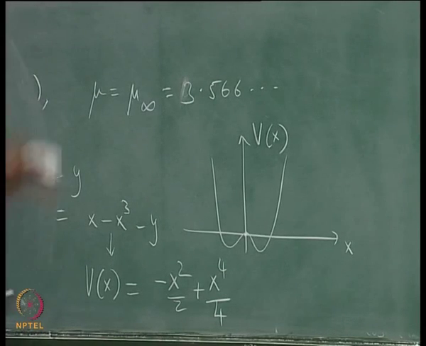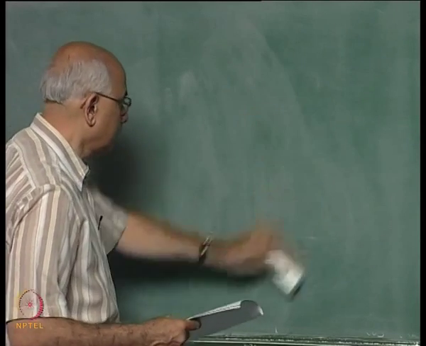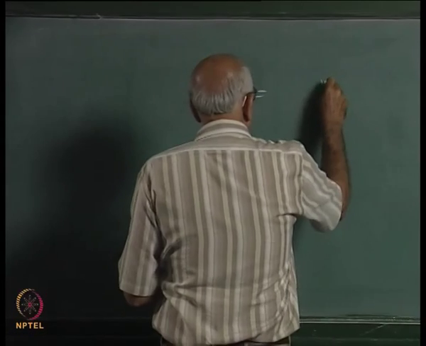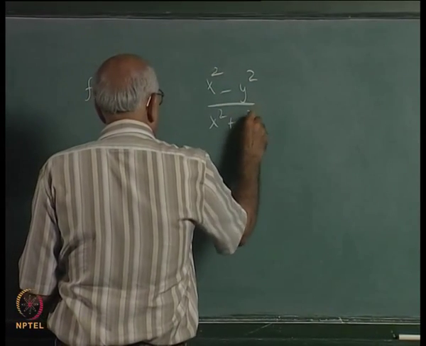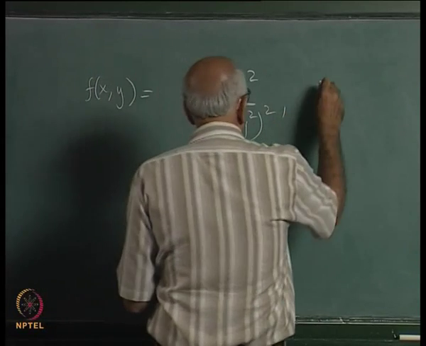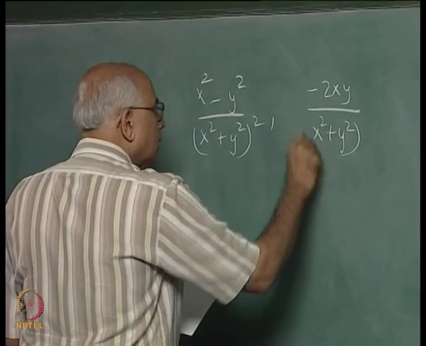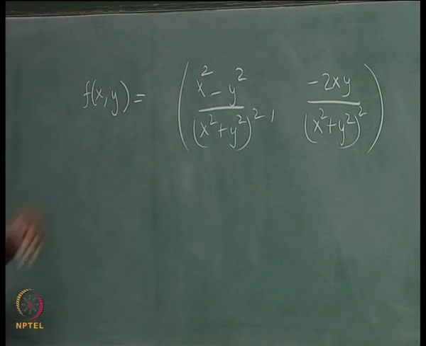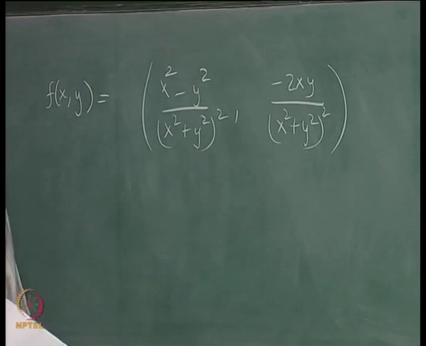Let us check. So f of x comma y is equal to x squared minus y squared over x squared plus y squared the whole squared, minus 2xy over x squared plus y squared the whole squared. It is a planar vector field which is singular at the origin, as you can see. It probably blows up at the origin because of these denominators.